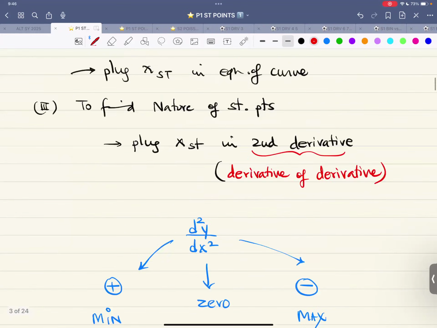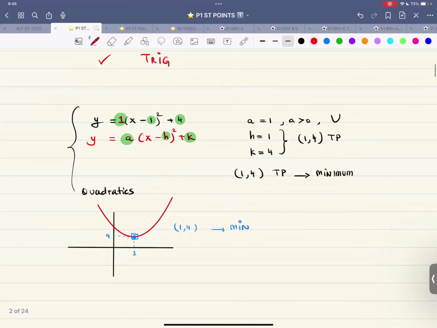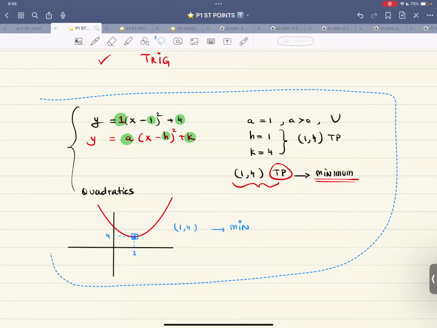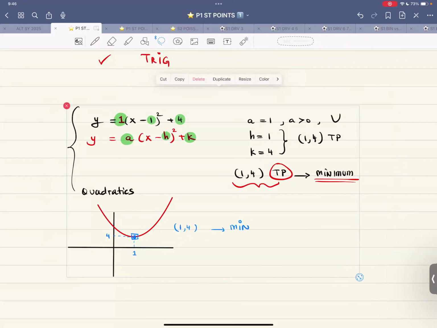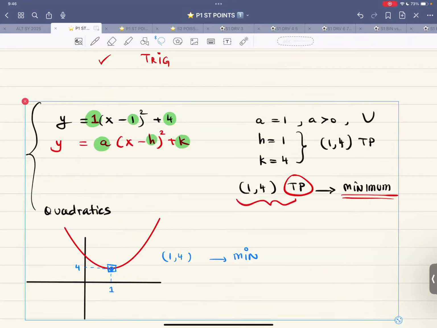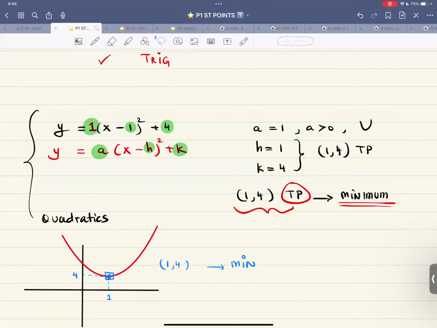And that is exactly what we have obtained over here. That is 1 comma 4. Yes, it's a turning point. It's a stationary point, and this turning point, this stationary point is a minimum. All good, all clear. So just acknowledge something.